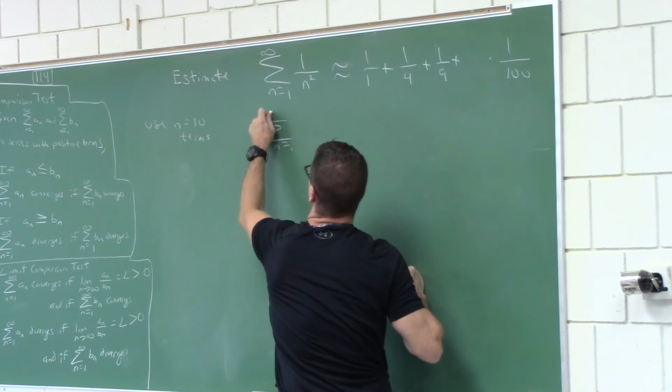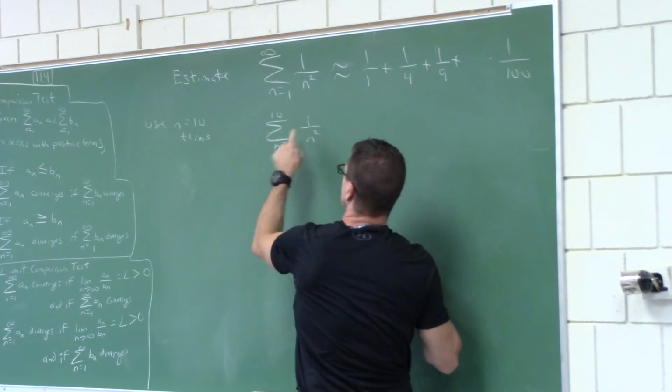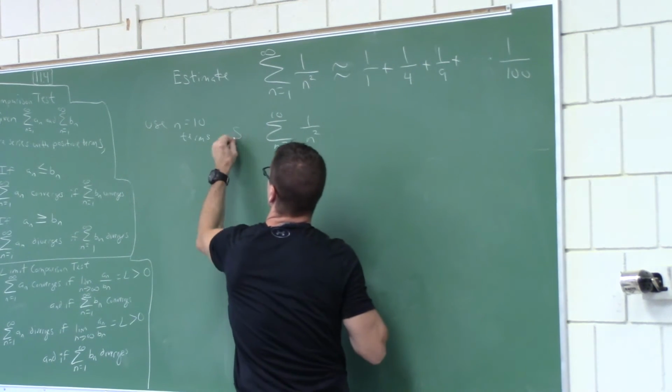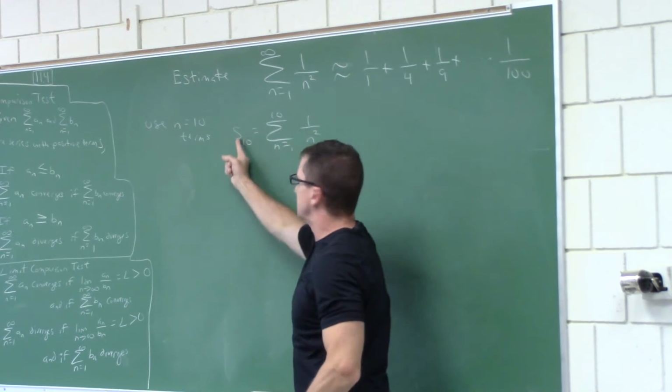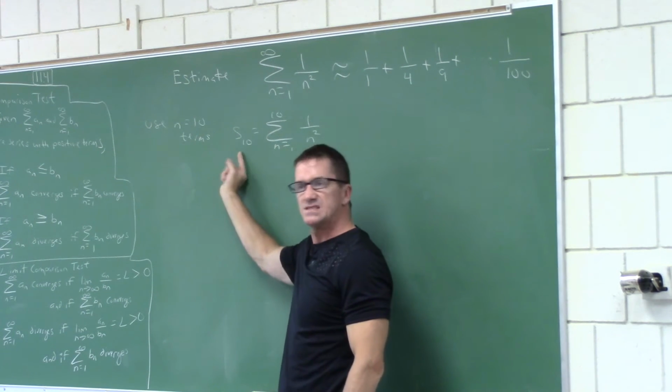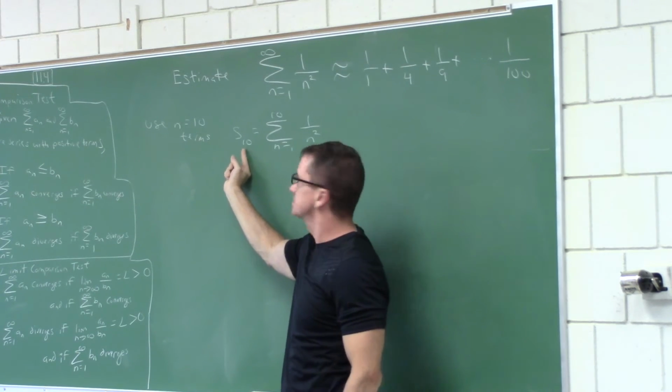I put from this. Hey, there's a notation for this. This is called S sub 10. It means a partial sum. I did an S sub 10. I'm saying I did a partial sum of 10 terms.